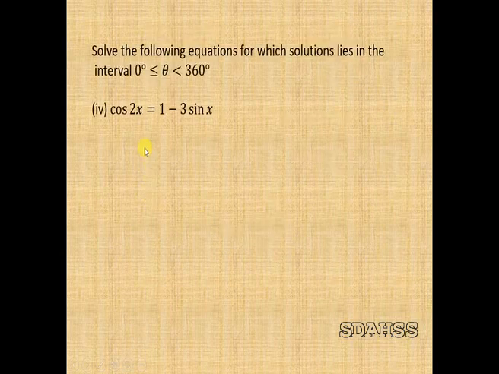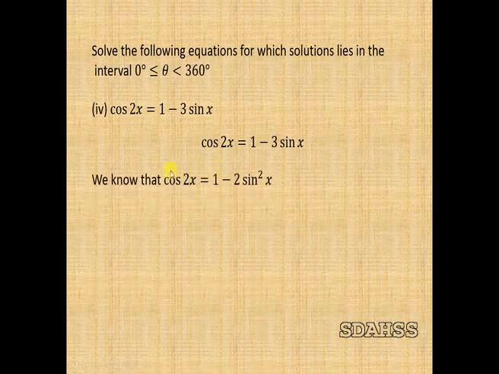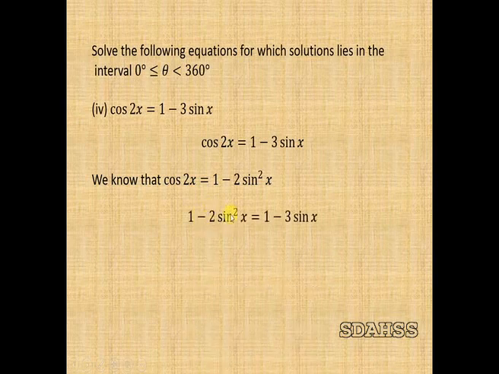Subdivision 4. Cos 2x is equal to 1 minus 3 sin x. We know that cos 2x is 1 minus 2 sin square x. So in the left hand side you have 1 minus 2 sin square x is equal to, in the right hand side you have 1 minus 3 sin x.